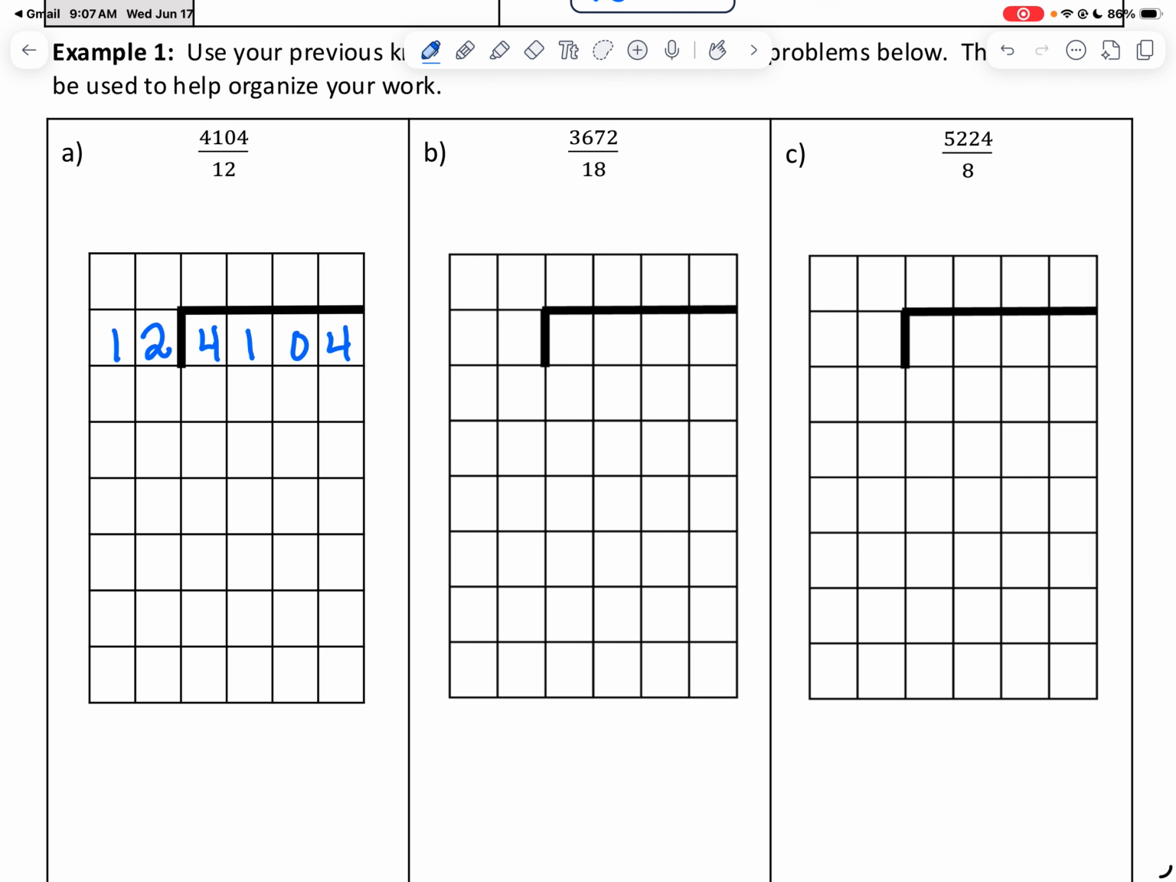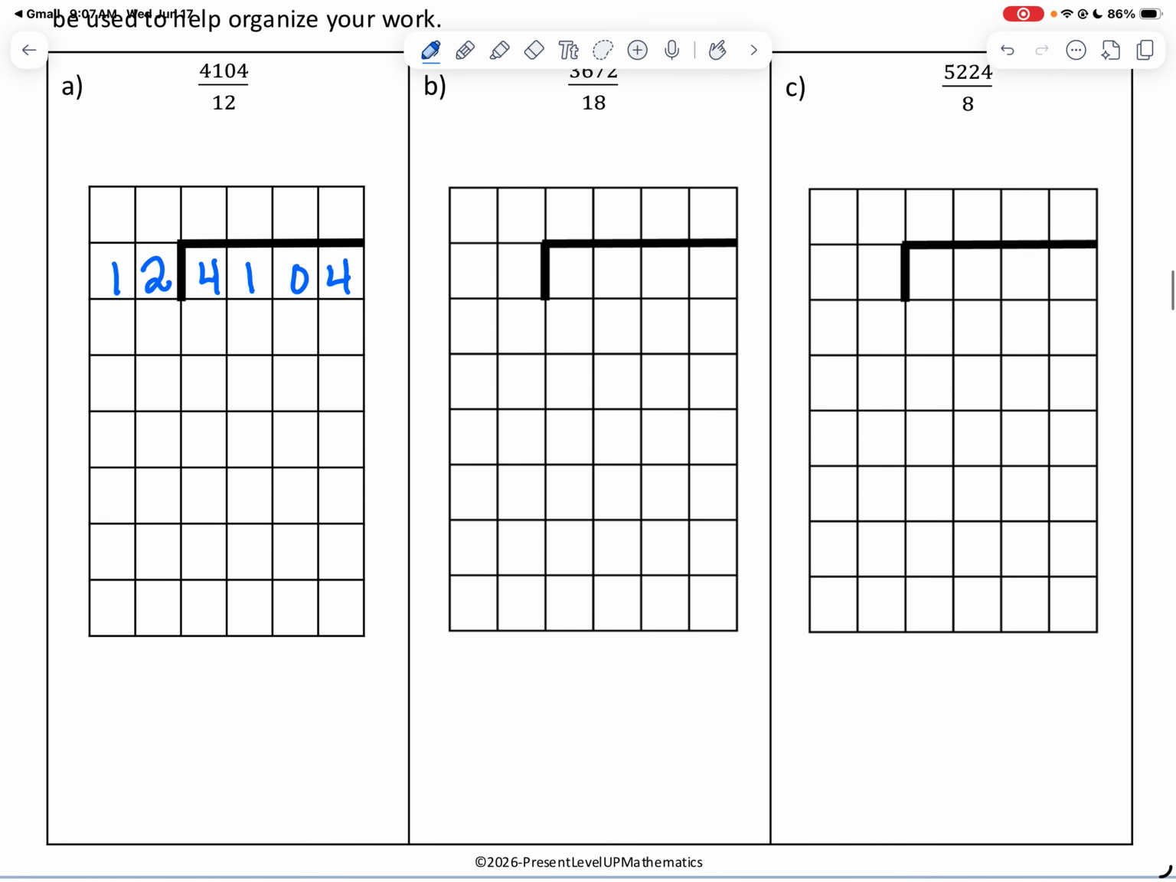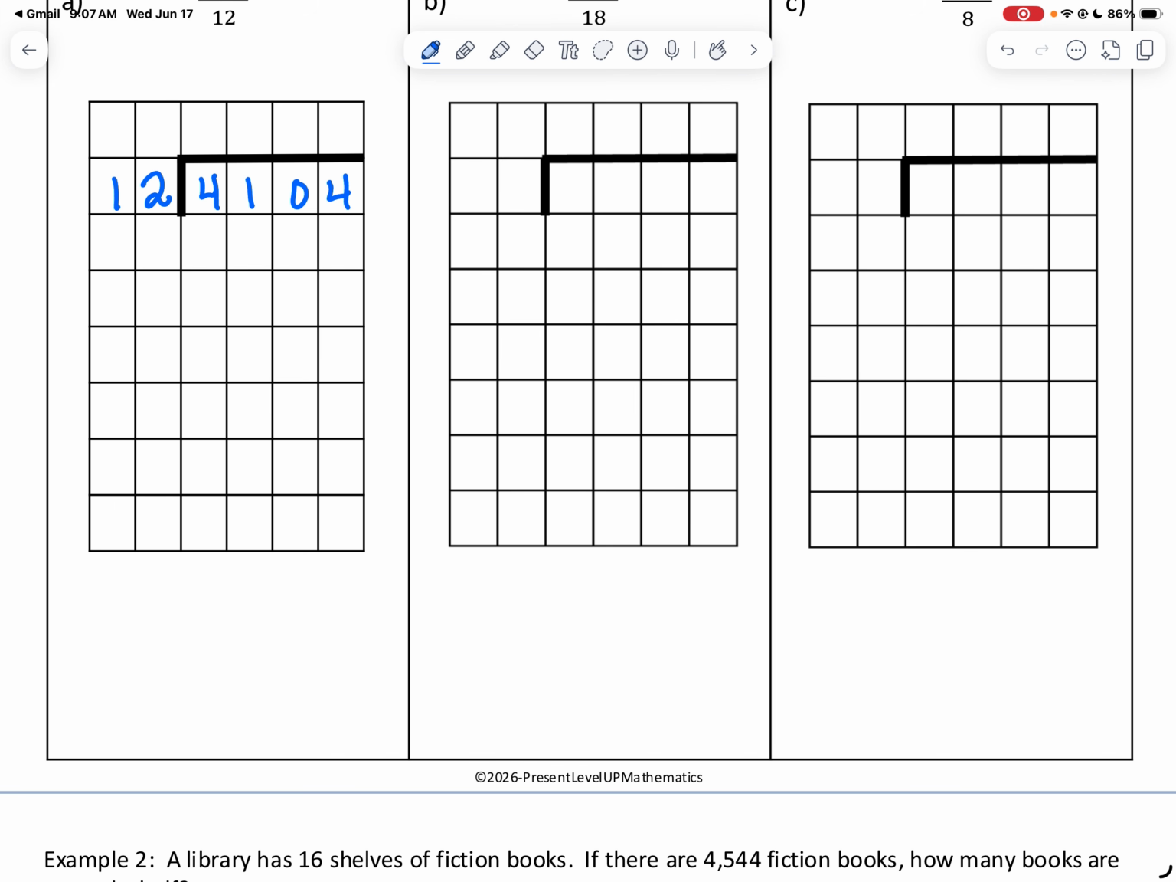All right, now when you start your division problem, you'll first ask yourself, will 12 go into 4? It will not. So then the next thing we ask ourselves is, will 12 go into 41? And it will. So we want to figure out how many times. Now I'm going to use a ratio table down here at the bottom to kind of organize the multiples of 12.